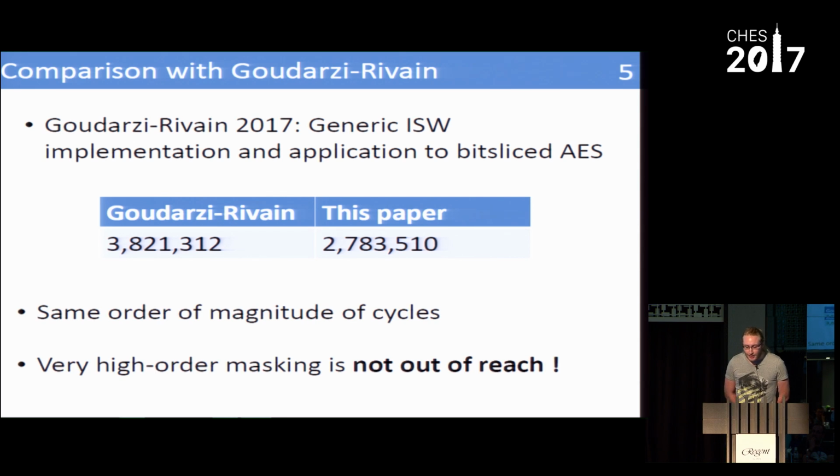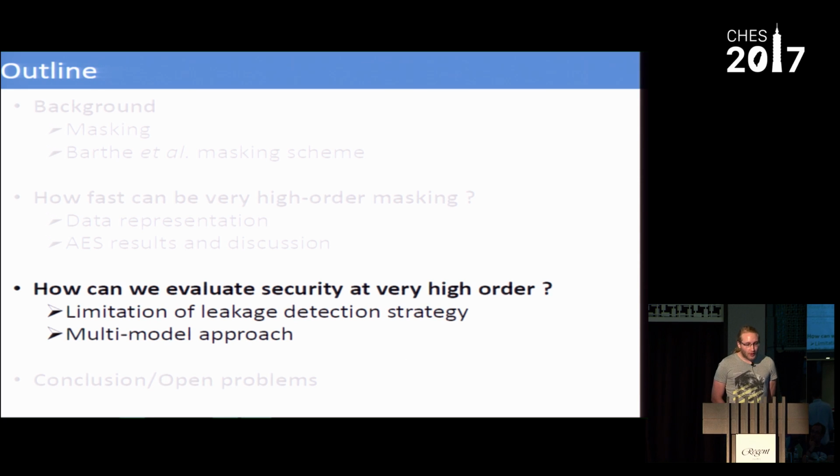My conclusion will be more that these two works have the same order of magnitude in terms of clock cycles, and that there is proof that we can implement very high order masking, and it is not out of reach. So we have answered the first question positively: is it possible to have something quite efficient with 32 shares?